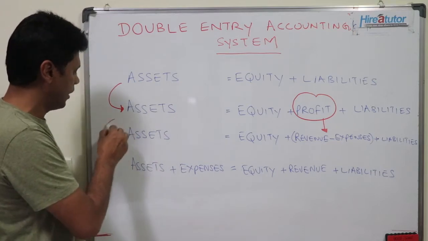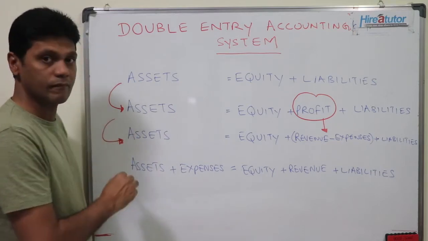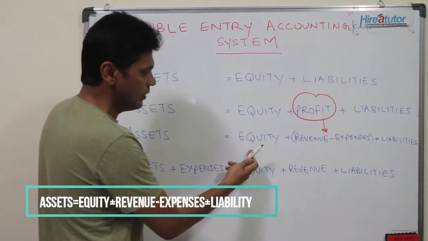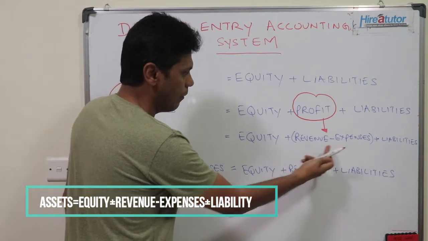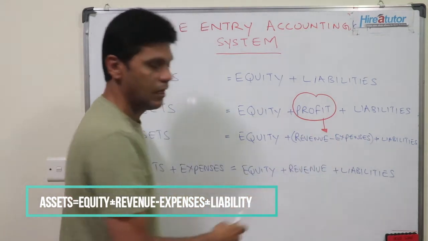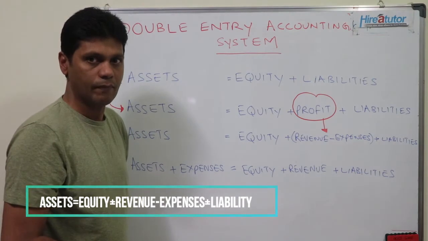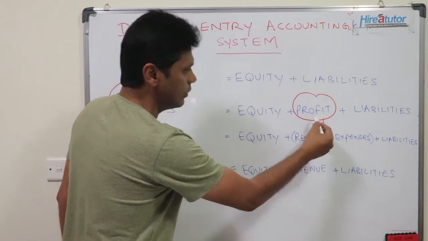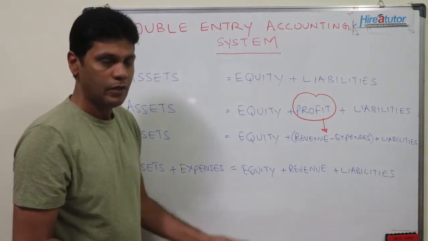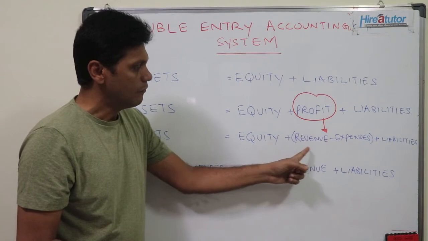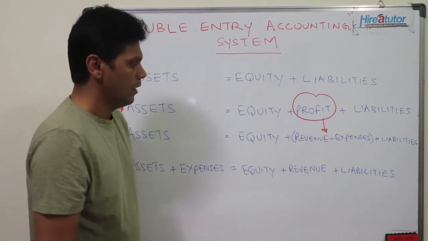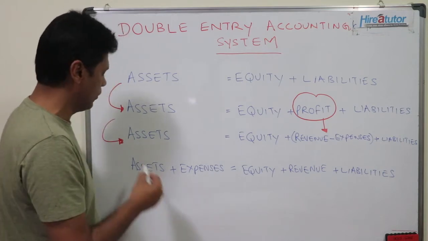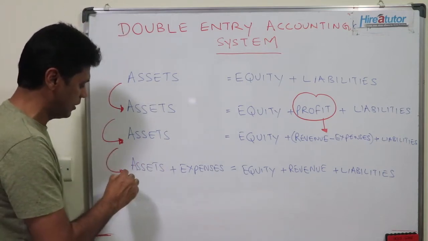Now further you can expand this equation as follows. Assets equal equity plus revenue minus expenses plus liabilities. So revenue minus expenses is equal to profit. So therefore instead of profit we can say revenue minus expenses. Now by using simple maths, what you can do is you can simplify this equation as follows.